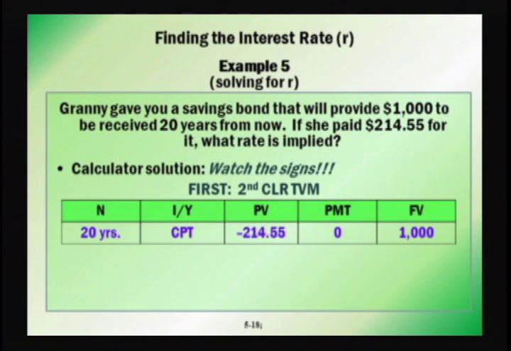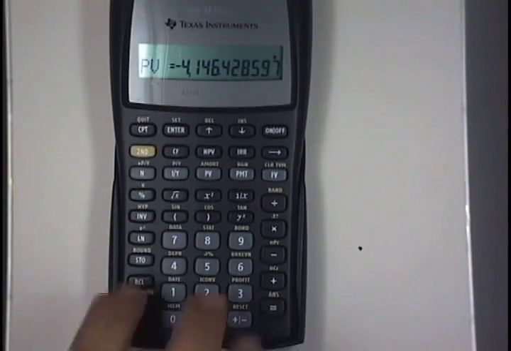We have 20 years. The present value is what we started with. Did Grandma pay that out, or was that a cash inflow? I believe that was an outflow. She paid it. So that'll be a negative $214.55. The $1,000 will come to us. That's a positive or a cash inflow. Let's plug these numbers into the calculator.